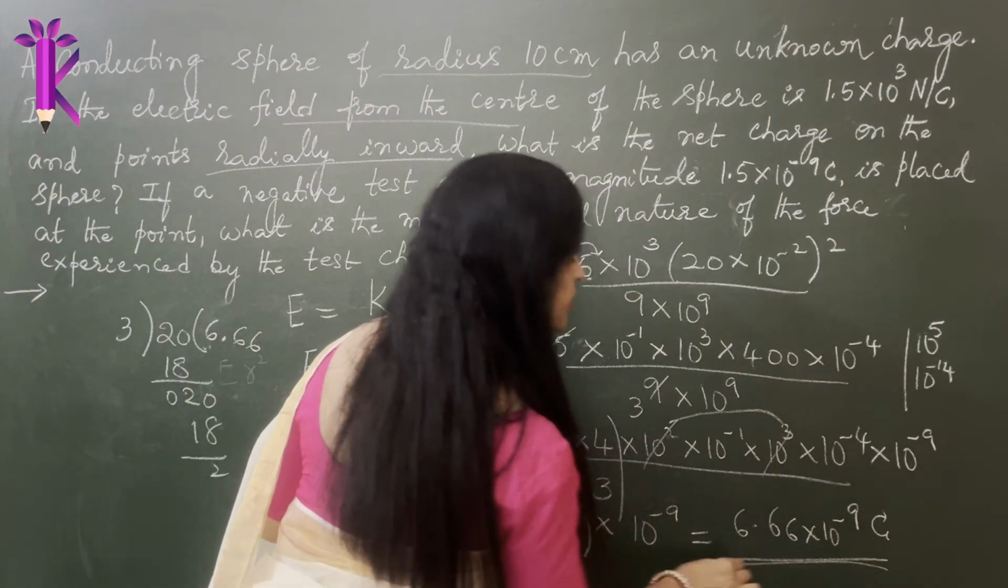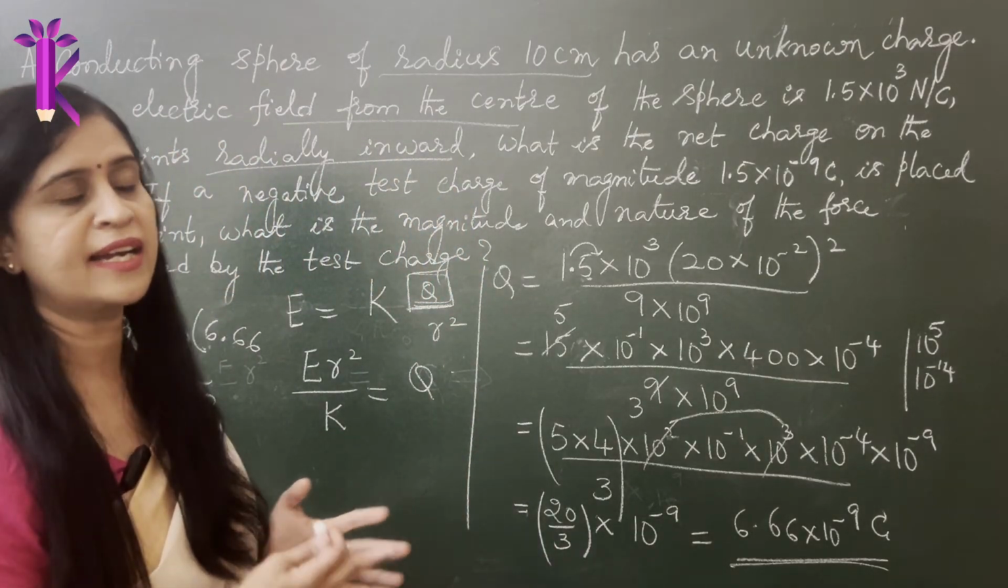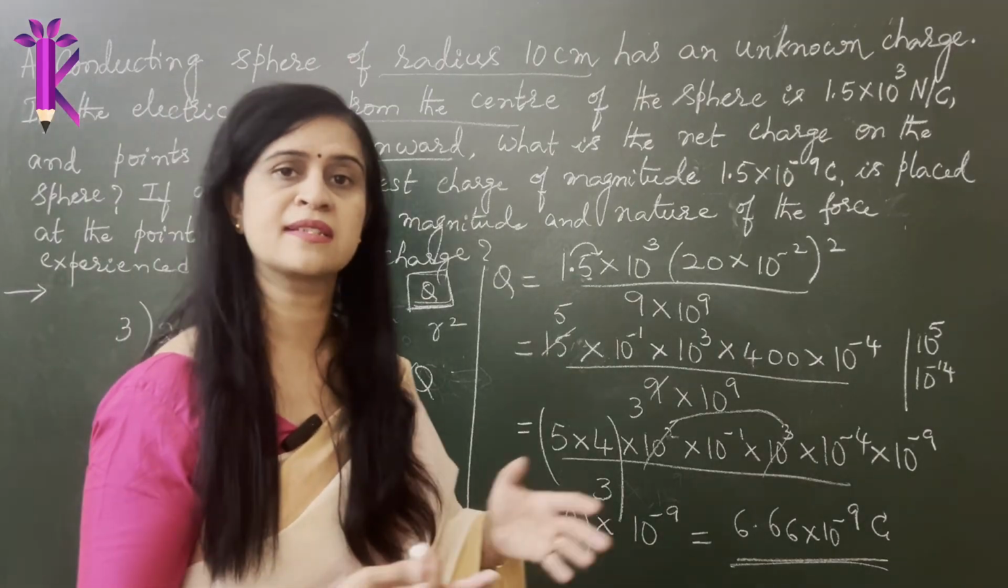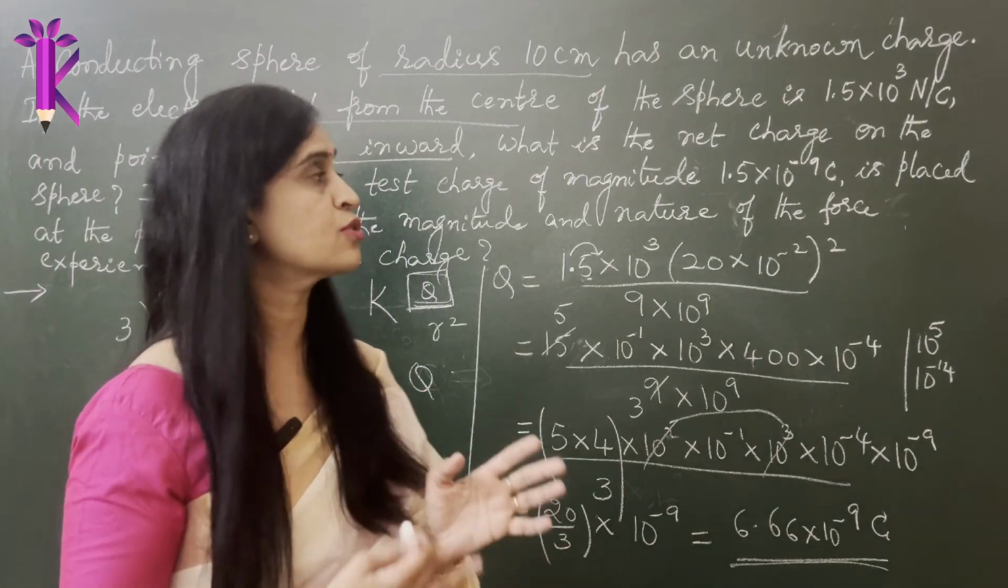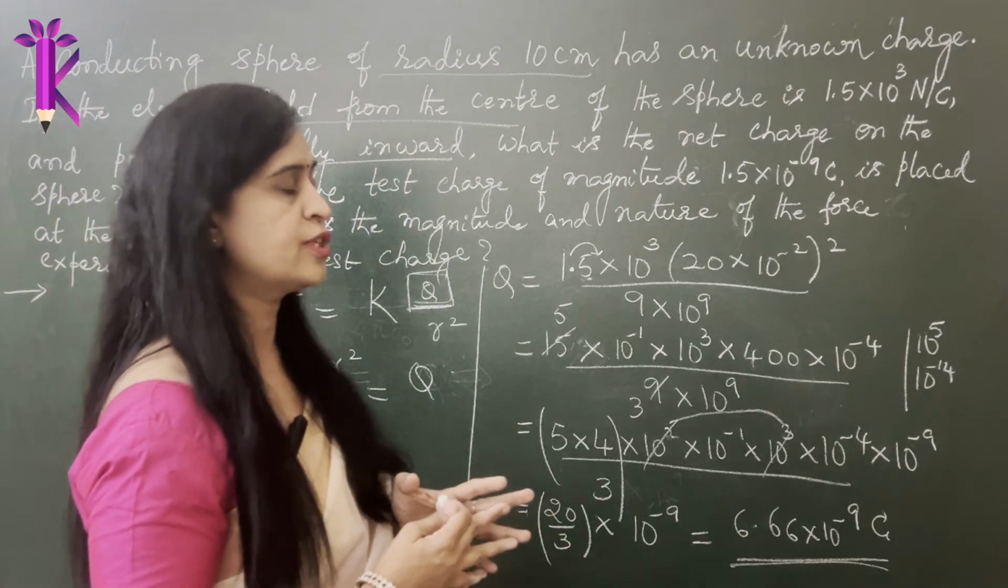So it's a nanocoulomb. 6.66 nanocoulomb is the charge residing on the outer surface of the conductor, because charge inside the conductor is 0. So this is what resides on the outer surface of the conductor. So we have figured that out. And I think there is a second part to this question.